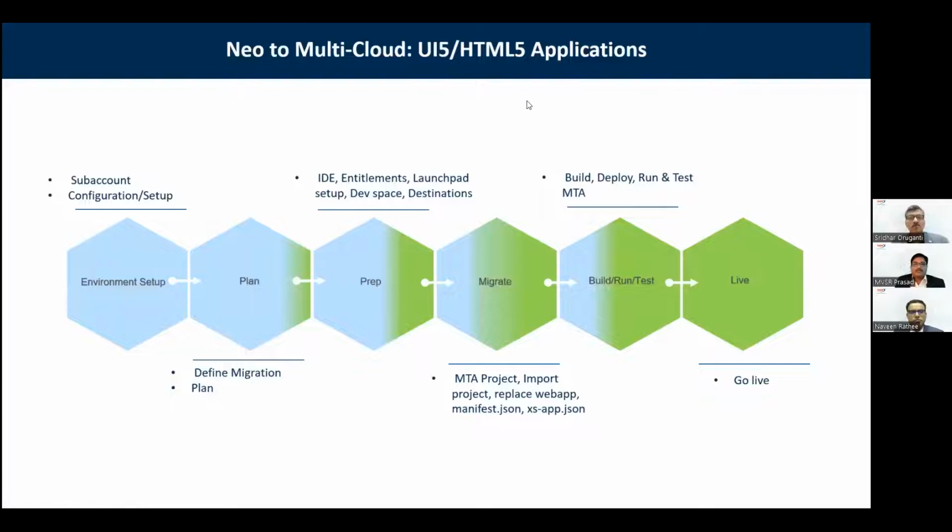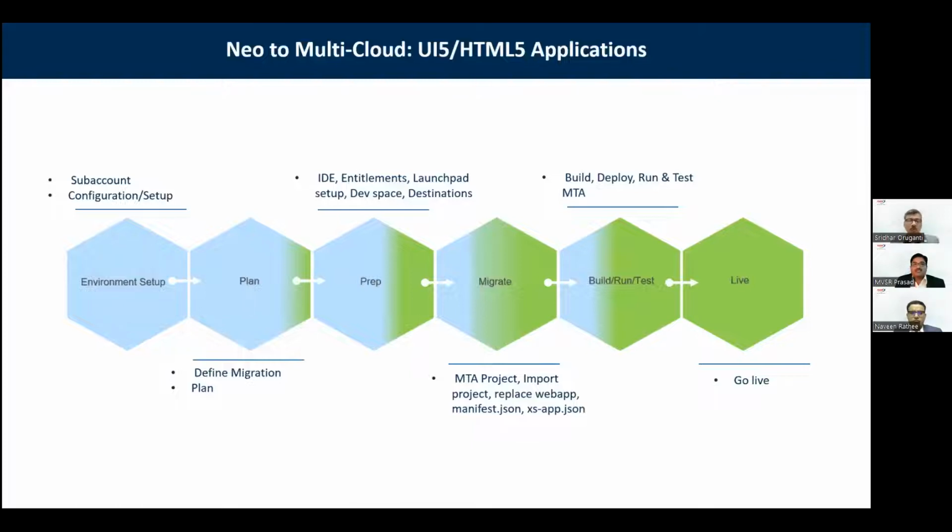Here we are trying to provide a simple approach for UI5 and HTML applications. Before I migrate any UI5 application built on SAP Neo, I first need to understand the current project structure of my application, and the sub-accounts which need to be maintained in CF, then the respective configurations, entitlements, enablement, and subsequently enabling the IDE services. All of this needs to be done in the environment setup. Once the target is ready, we define the migration plan as we discussed in the earlier slide, considering the priorities, criticalities, and dependencies.